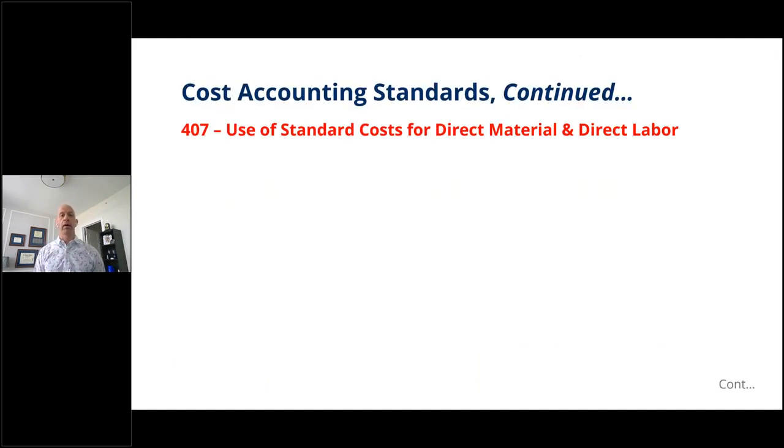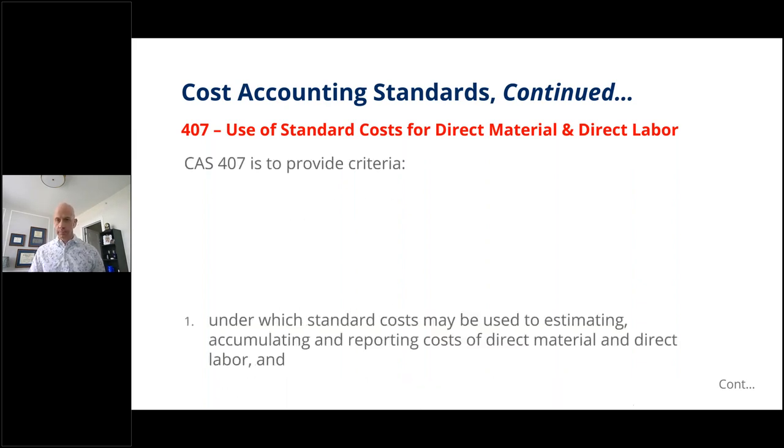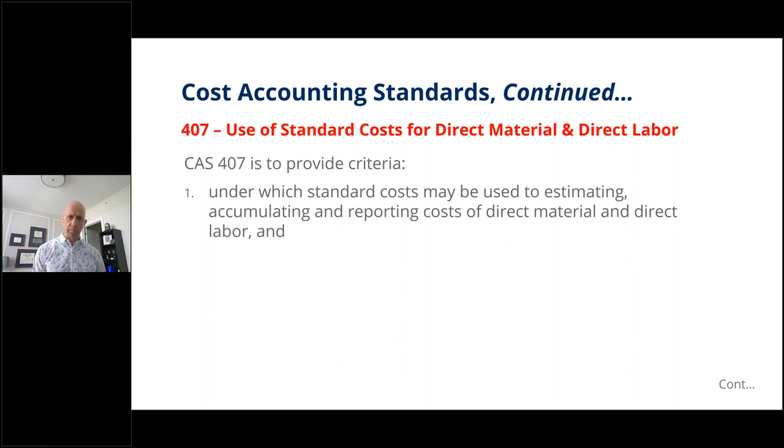CAS 407, dealing with standard costs for direct material and direct labor. This cost accounting standard provides the criteria under which standard costs may be used for estimating, accumulating, and reporting costs. Remember when we were talking about CAS 401, I said if you use standard cost for reporting purposes, then you need to use standard costs for estimating purposes.